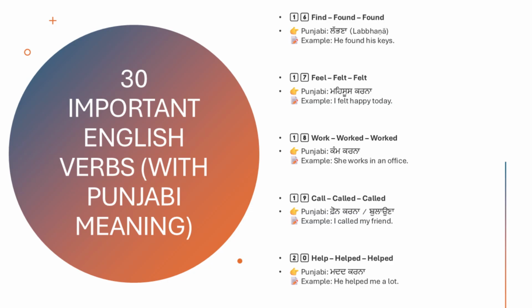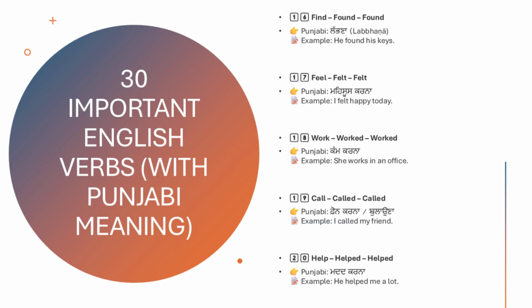And our 18th verb is work, which means काम करना. Work, worked, worked. Work is the base form. Worked we use for the past form and the past participle. And when we pronounce worked, try to pronounce it with less stress only. Worked. That's the correct pronunciation. For example, she works in an office.